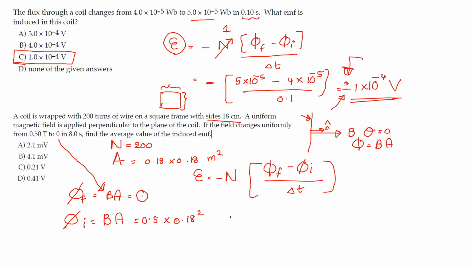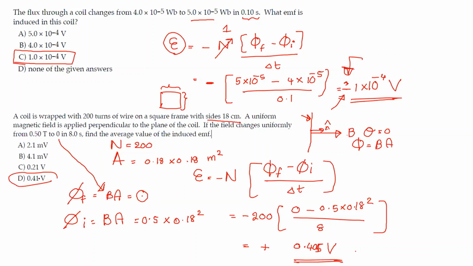So we can just plug the values now. N is 200, times 0 minus 0.5 times 0.18 squared, divided by the time, 0.8 seconds. So when you calculate this, you will get a positive sign. But we don't care about the sign here. And your answer is 405 volts, right? When you round it off, you get D.